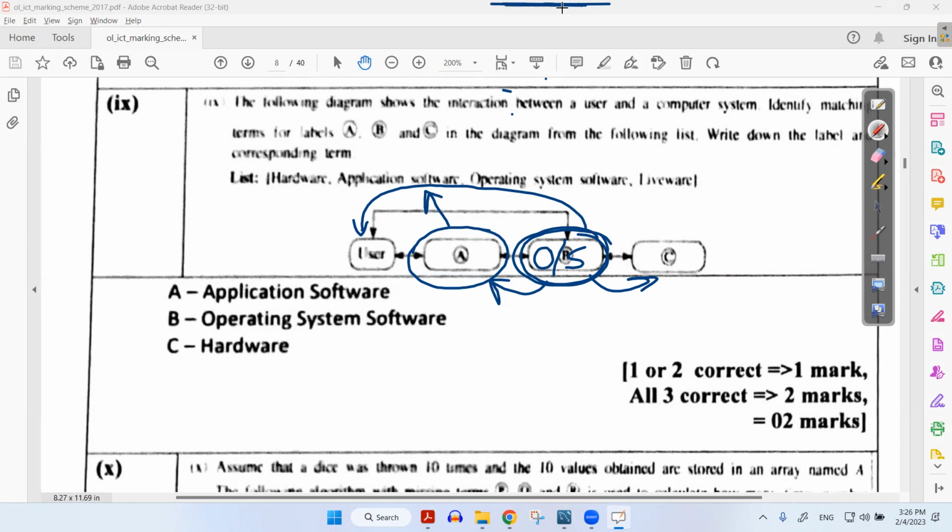Right. So if you got all three correct, it's going to give you 2 marks. If you got only 1 or 2 correct, it's going to give you 1 mark. Right? Are we clear about this, people? All right. Moving to the 10th question.